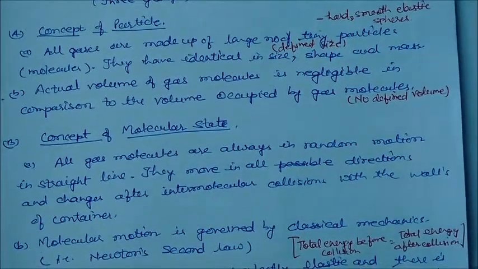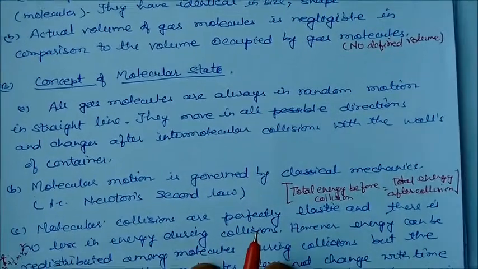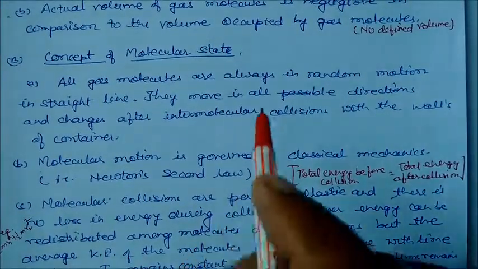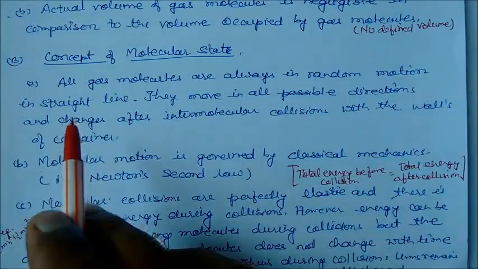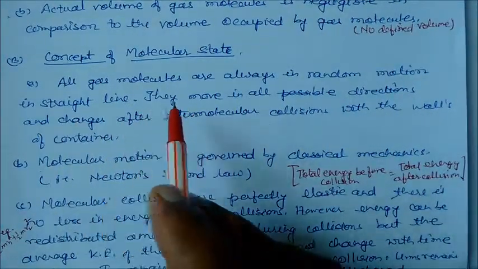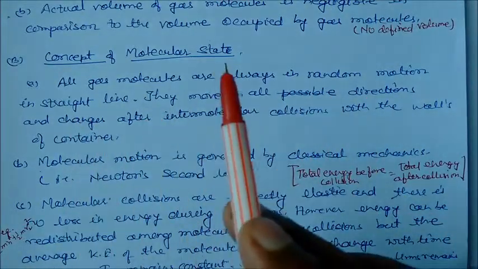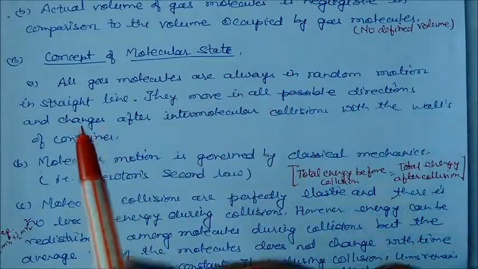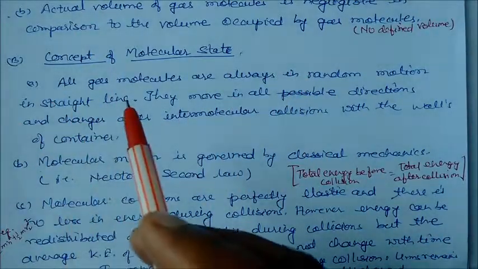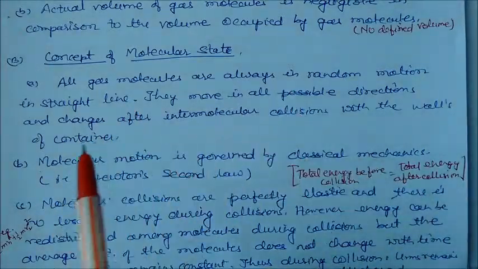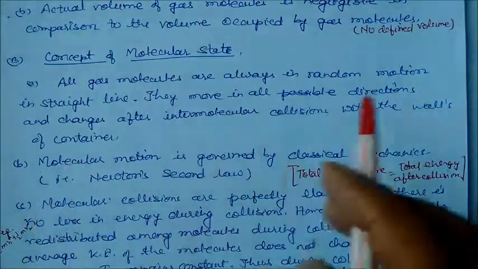Now the concept of molecular state. In the molecular state, all gas molecules are always in random motion. They are moving in random motion in a straight line. They move in all possible directions. They are moving in a straight line, but not in one fixed direction. They can move in any direction. They are moving in space, meaning all directions, and the direction changes after collision with other molecules or with the wall of the container.